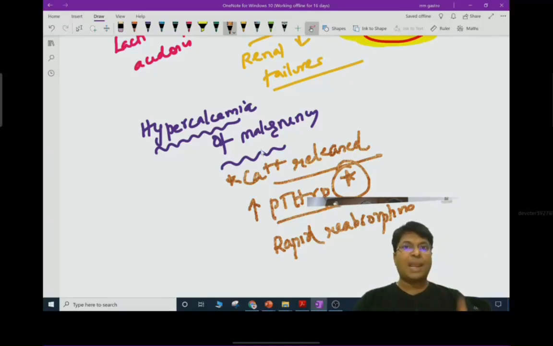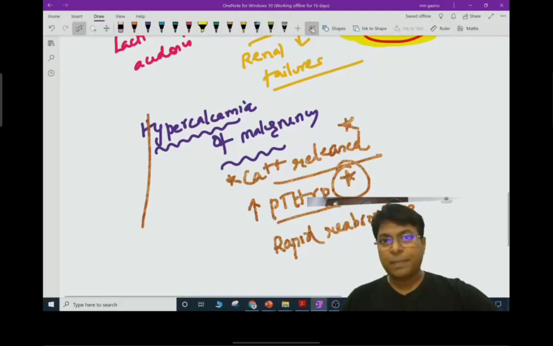So the main difference between tumor lysis syndrome and hypercalcemia of malignancy is that in tumor lysis syndrome there is hypocalcemia, and in hypercalcemia of malignancy there is increased calcium. So please don't forget these two conditions. Now, what is the treatment for these two?